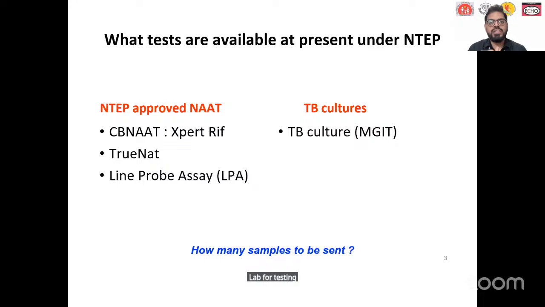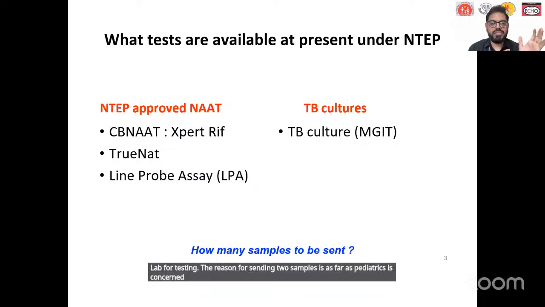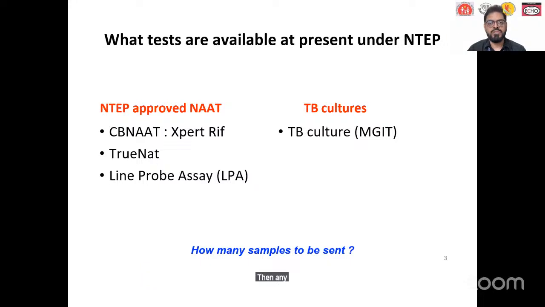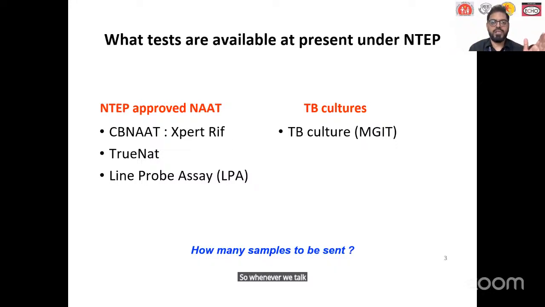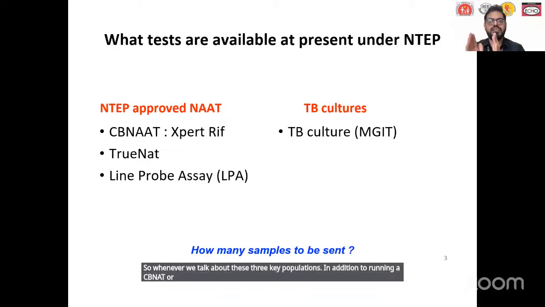The reason for sending two samples is, as far as pediatrics is concerned, under the program, that is NTEP, three categories are considered key populations. Key means very important populations. One is pediatrics, that is children up to 15 years of age. Then any patient who is HIV positive, whether child or adult, and an extrapulmonary TB sample. Whenever we talk about these three key populations, in addition to running a CB-NAT or a NAT, another sample which we send is mandatorily taken up for culture by the program, which does not happen in adults.